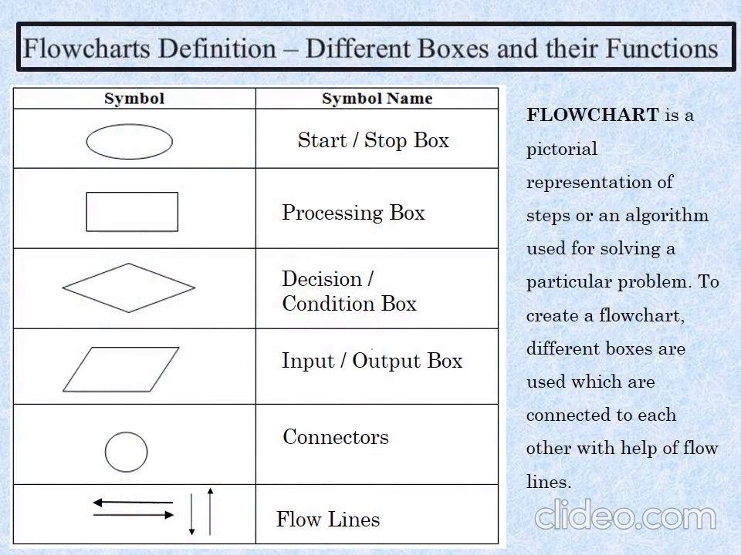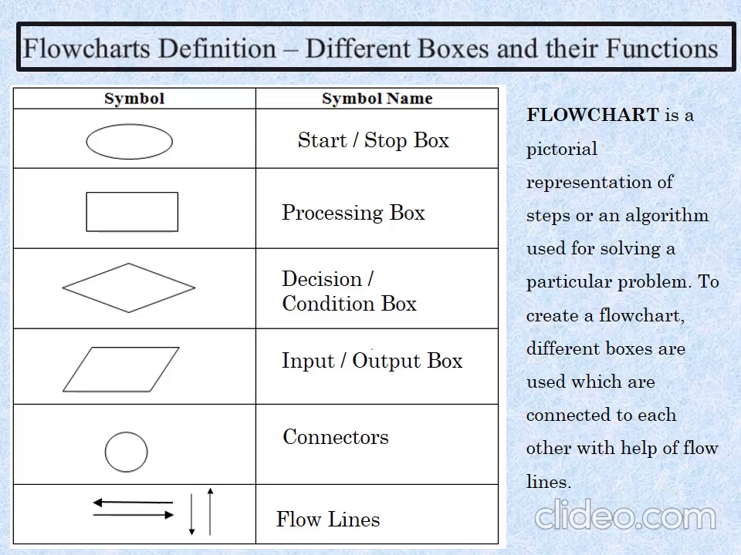It's a pictorial. Algorithm is step by step. We write the steps. What is a flowchart? It's a pictorial representation of the steps of an algorithm used for solving a particular problem. Okay. So using the diagrams, that is the different boxes, we are going to put the flowchart. To create a flowchart, there are different boxes which are connected to each other with the help of the flow lines. Okay, now first let us understand in a better way what are the various symbols and their name and their uses.